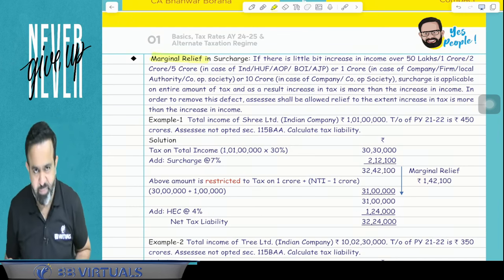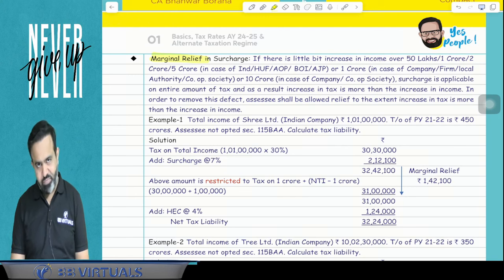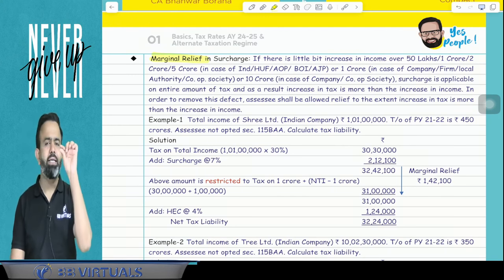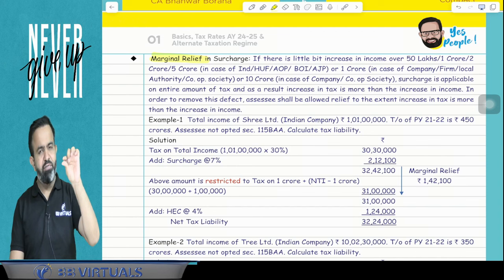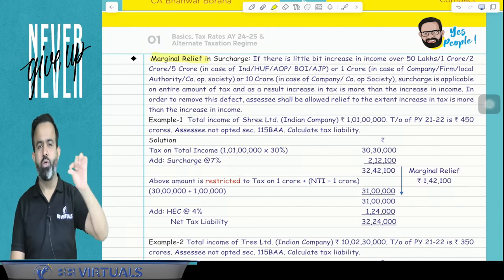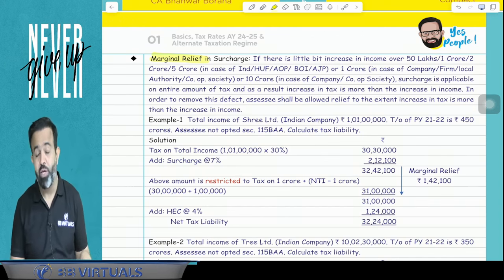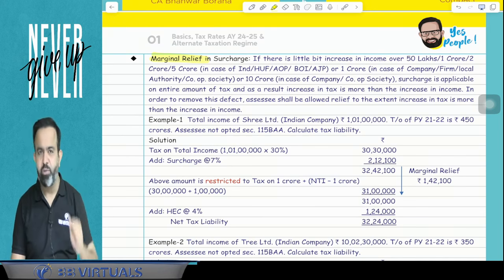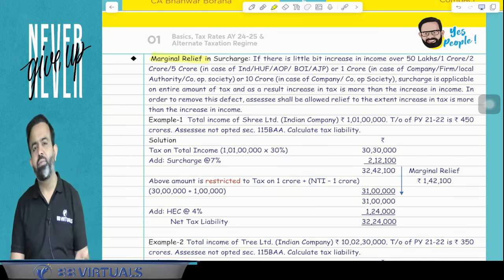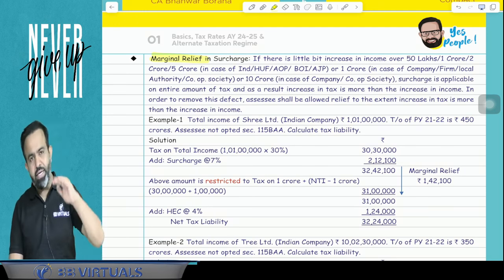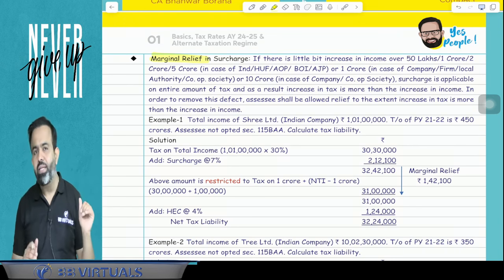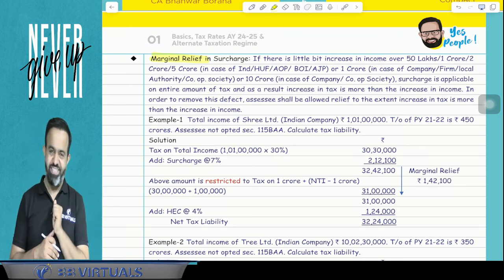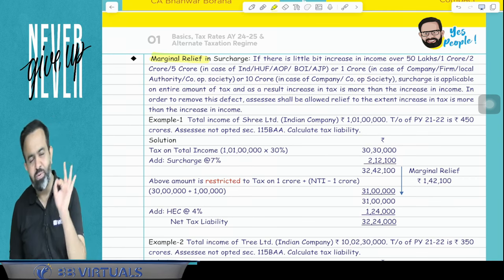Now what is the marginal relief? Marginal relief is applicable whenever your income is a little bit more than 50 lakh or 1 crore or 2 crore or 5 crore in case of individual, HUF, AOP, BOI, artificial juridical person. Or in case of company, if your total income is a little bit more than 1 crore or 10 crore. In case of partnership firm, your income is a little bit more than 1 crore. And guys, many times your increase in taxes is more than the increase in income due to the surcharge. In that case, they will provide you some marginal relief.